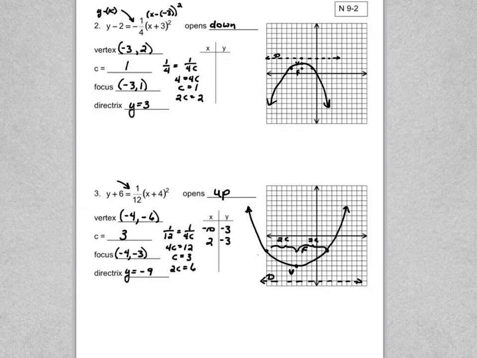Okay, so that is vertical parabolas using the standard form of a parabola. And in 9.3 we'll cover the horizontal form graphing of parabolas.